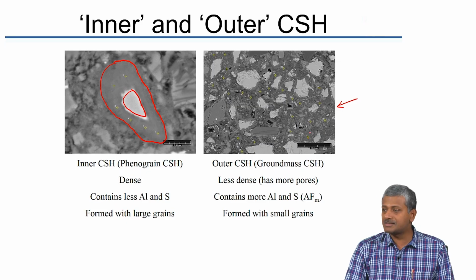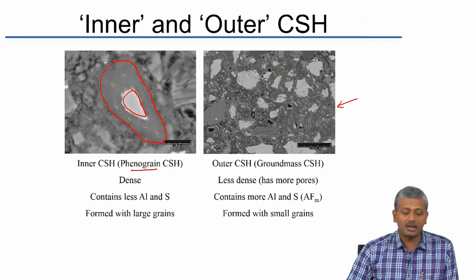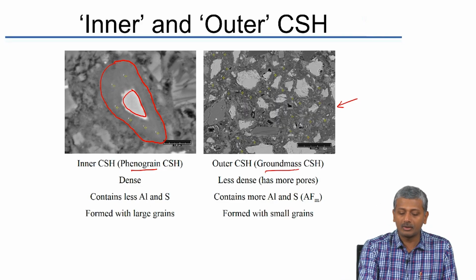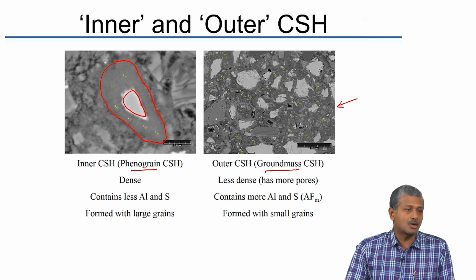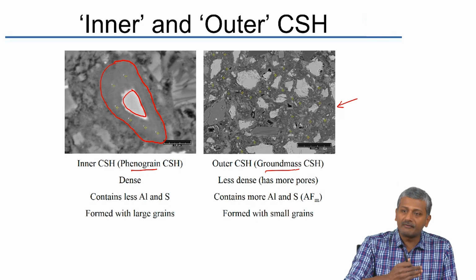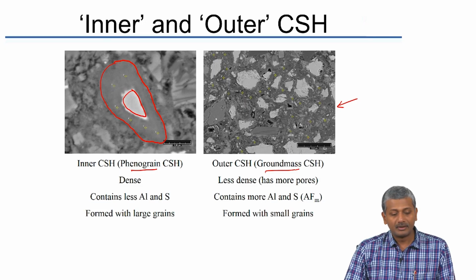So, just the distinction between inner and outer CSH: the inner CSH is also called phenograin CSH, and outer CSH is called the ground mass CSH, just because inner CSH is just around the grain, whereas the outer CSH is away from the grain. So, that is why it is called the ground mass CSH. Inner CSH is dense, the outer CSH has more pores, so it is less dense.